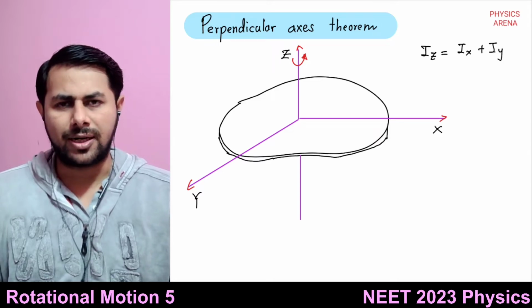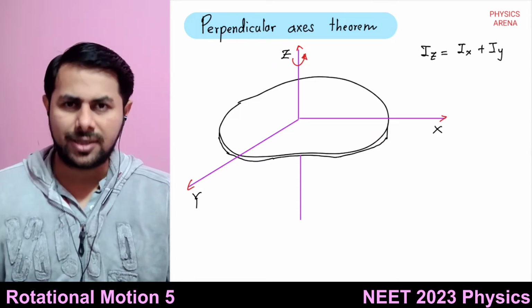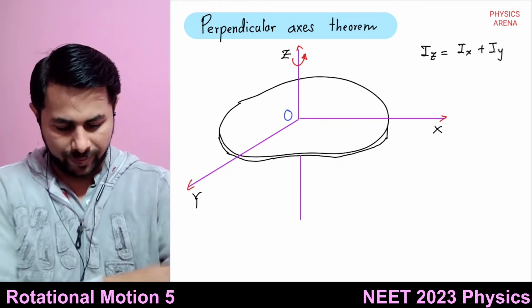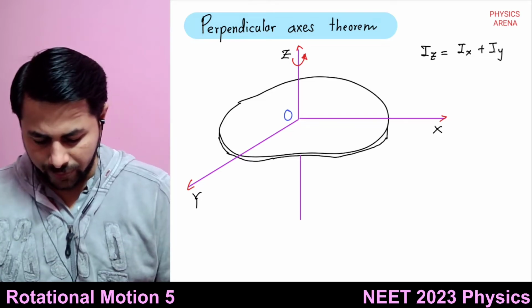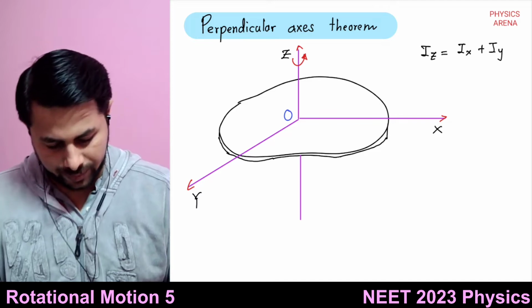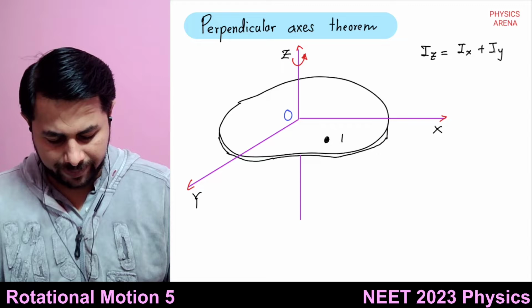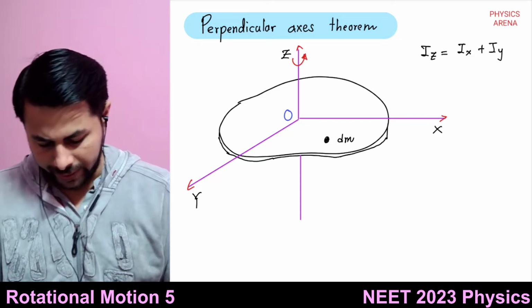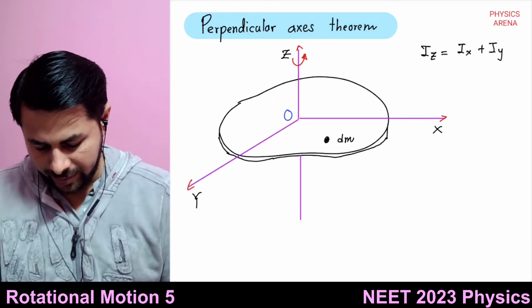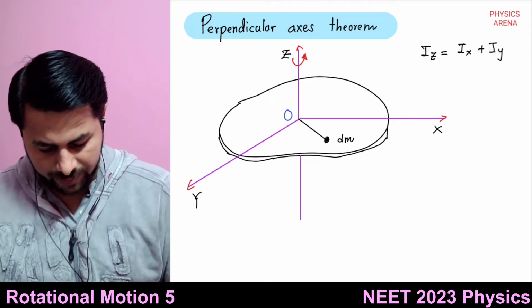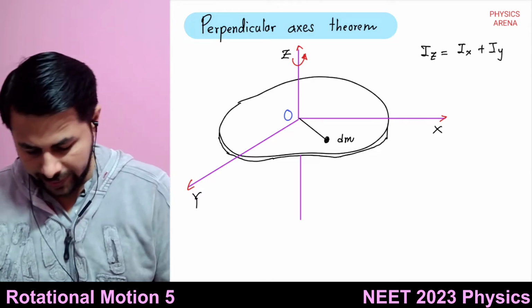This is the perpendicular axis theorem, and it is strictly applicable to laminar bodies only. So let's prove this theorem. For that, let's consider a small mass of this body. Let's call this mass dm. The distance of this mass from the z axis is this much. Let's call it r.